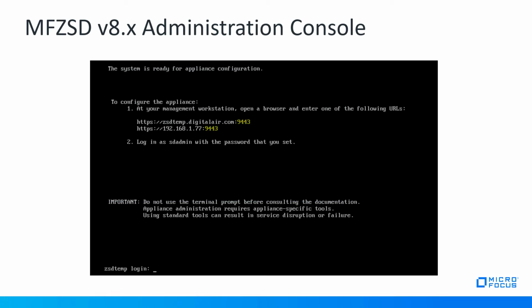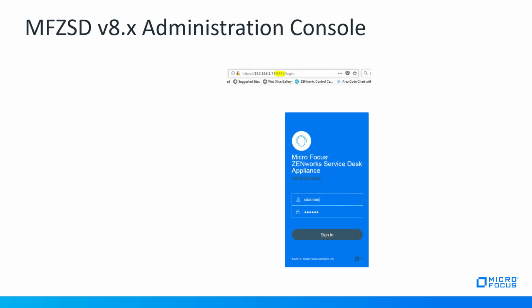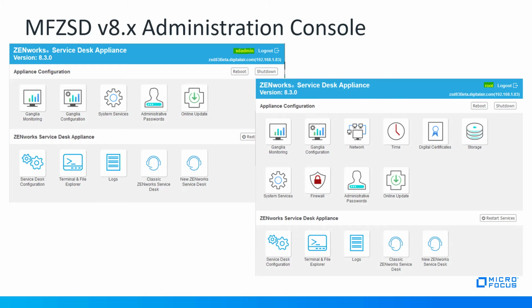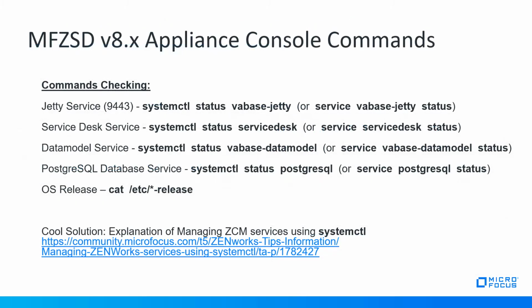The Service Desk 8.x administration console looks like so. You'll see this on your appliance. And then you'll also see, if you go to port 9443, you'll see these particular icons if you log in as SD admin. And as root, you have more of the operating system icons. So you can then get to the operating system as well for time and network and so forth. Here are some of the commands for the appliance console. Starting the Jetty service or checking the status. Again, it's start, stop, or status.